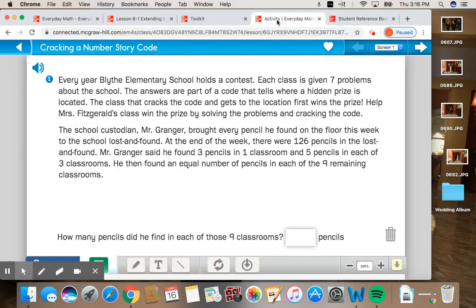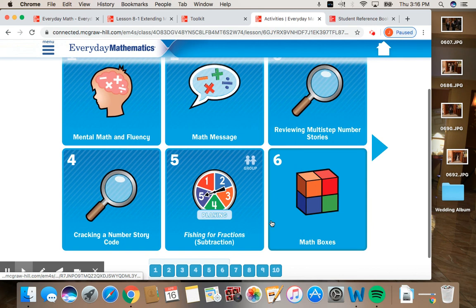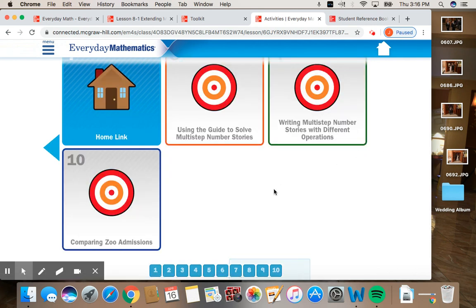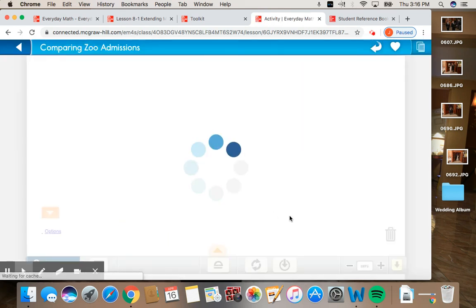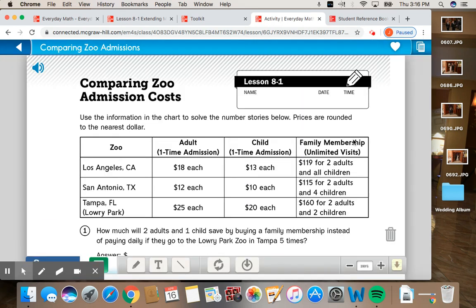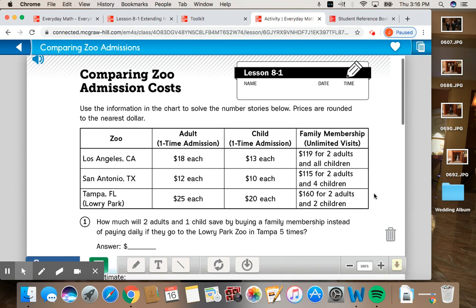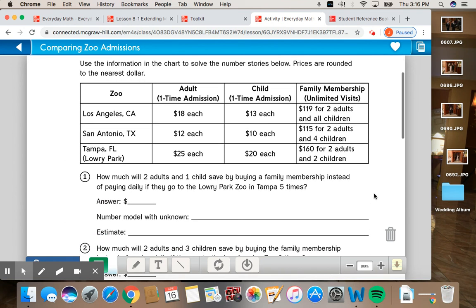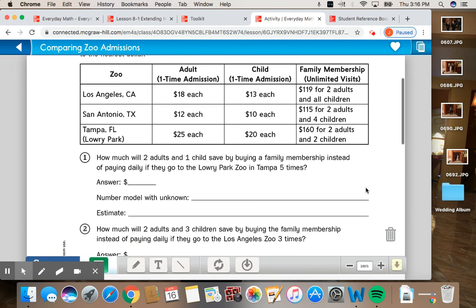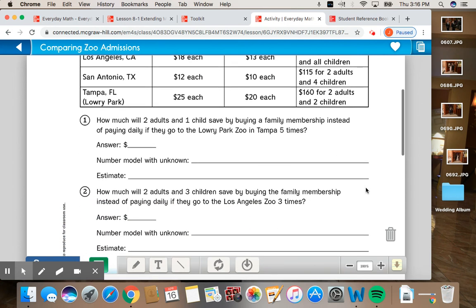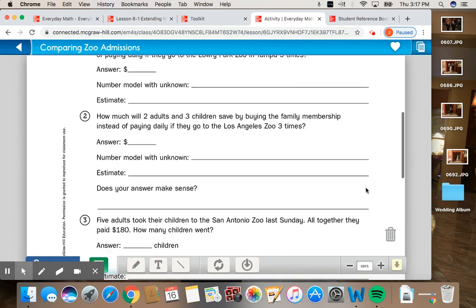I'm going to bring you back to your activity, back to your main page, because you also have math boxes that you can do today. And you have your home link that you can do. And this is also something else, an extra activity that you can work on, comparing zoo admissions. Again, just multi-step number stories where you're going to have to use a table to answer the questions. And you can work on that as well.